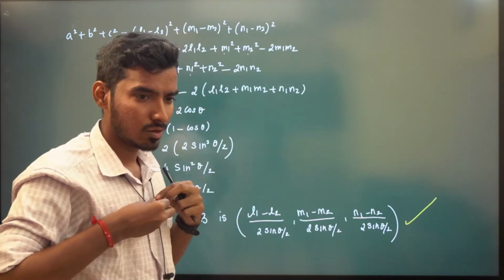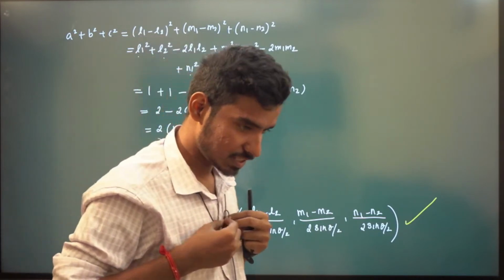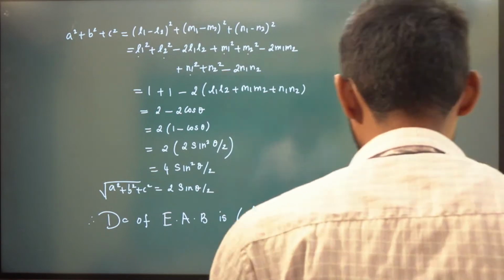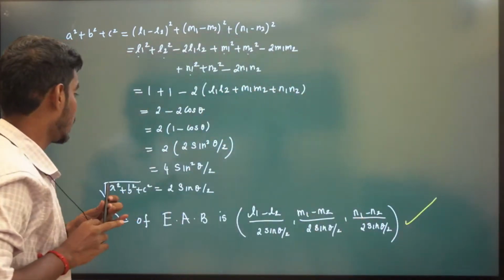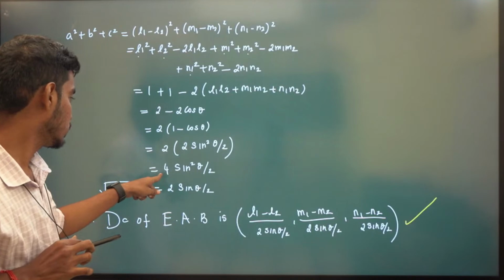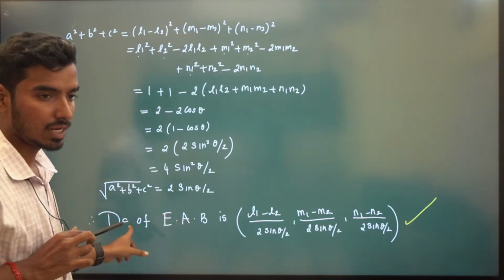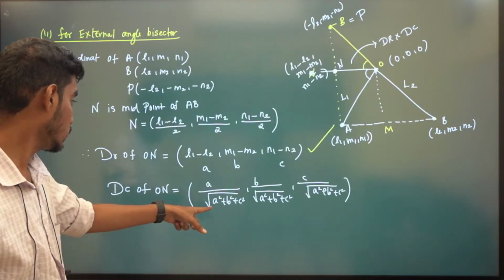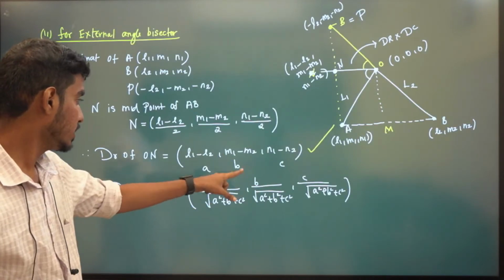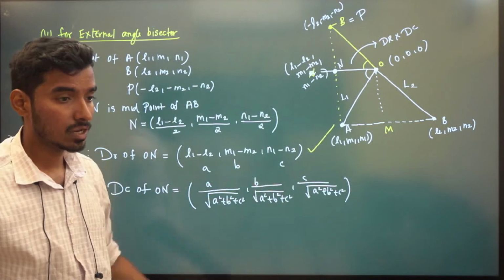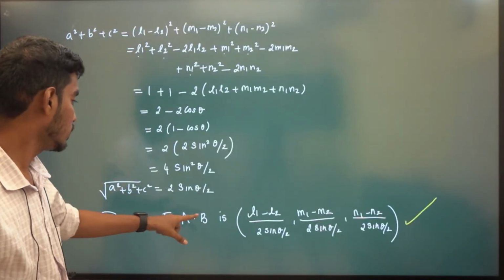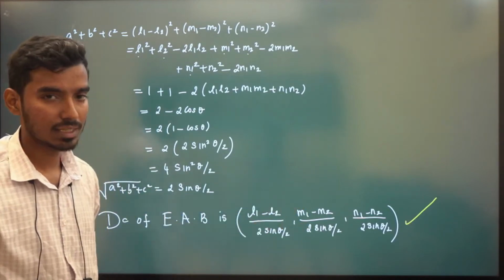So I think we have finished our session today. Just give me 1 minute, I'll just wind up what we have seen, right? I think you have stopped at this stage, right? So here 2 sine theta by 2 is the value of root of a square plus b square plus c square. So just substitute back here: a is L1 minus L2, b is M1 minus M2, c is N1 minus N2. The value of root of a square plus b square plus c square is 2 sine theta by 2.